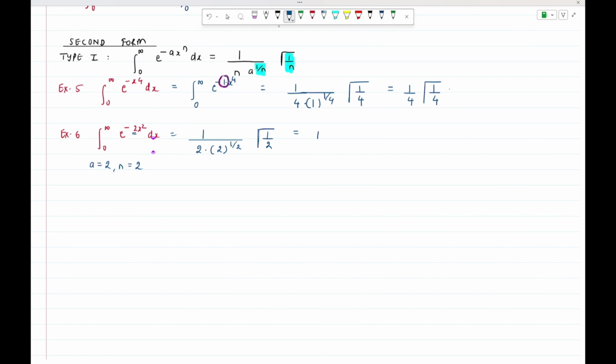So as you can see, this is 1 over 2, 2 raised to half is square root of 2, and gamma of half is root of pi. So thus this reduces to 1 over 2 square root of pi over 2.